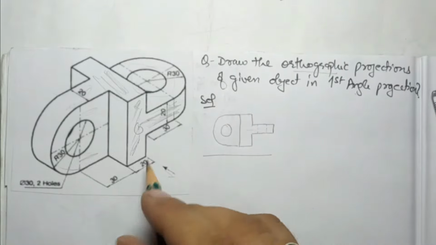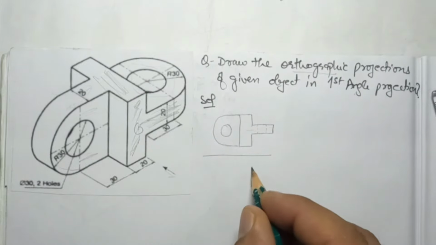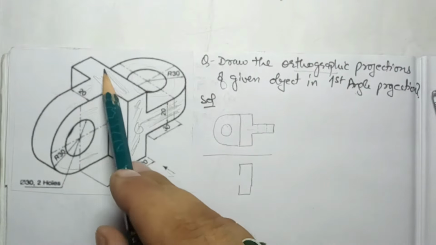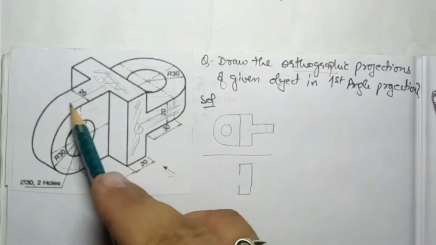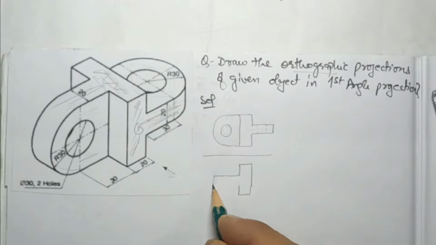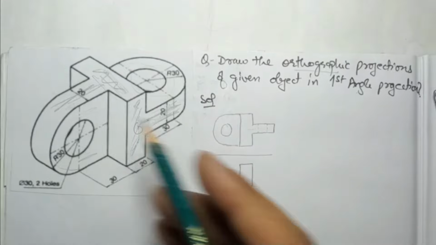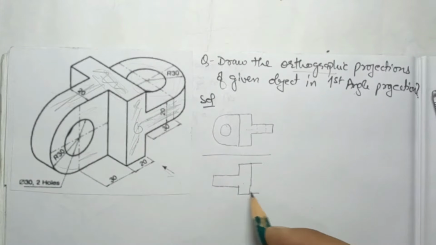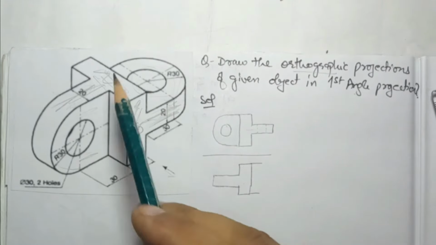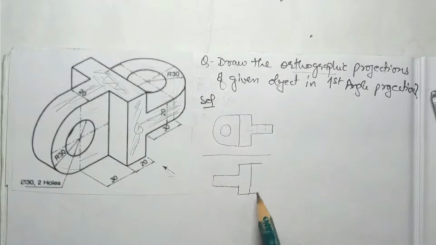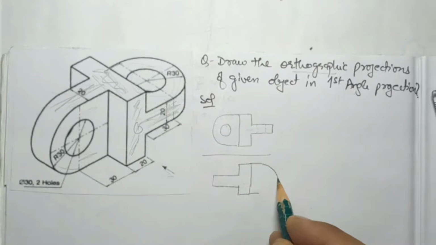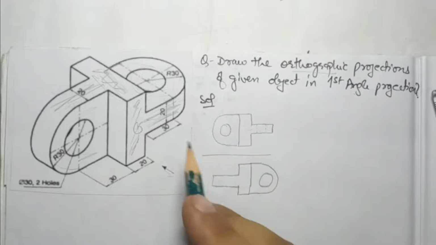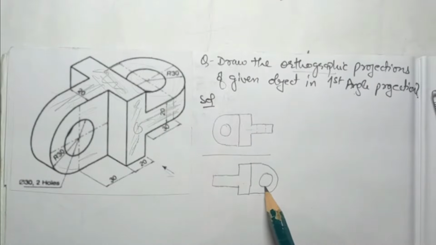So what will be the top view? First you can see a rectangle, this surface, and then a straight part, so it will go straight here, this one. Then on this side again a straight part, this one, on that side also this one, and then a semicircle like this. Then a circle is there, this one visible in the top view like this.